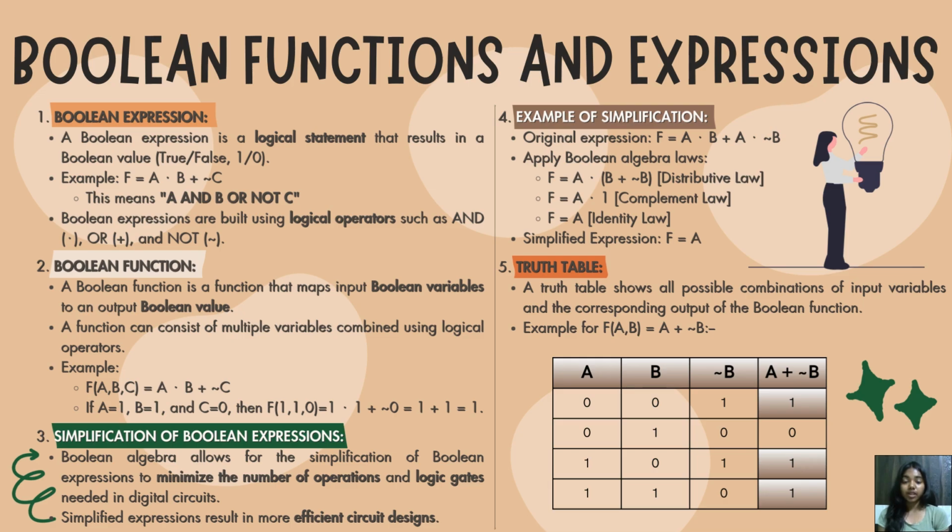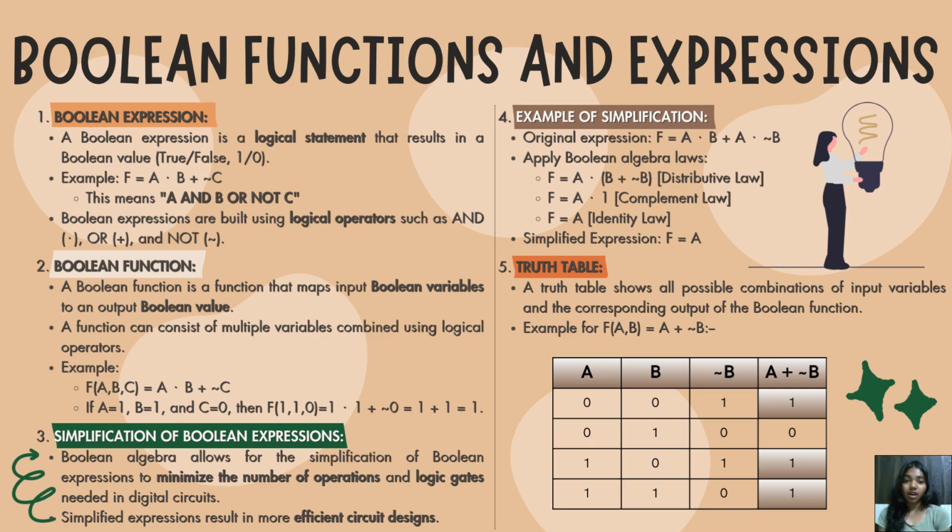Moving on to simplification of Boolean expressions. Boolean algebra allows for the simplification of Boolean expressions to minimize the number of operations and logic gates needed in digital circuits. Simplified expressions result in more efficient circuit designs. Here is an example of simplification where the expression f is equal to a dot b plus a dot b prime can be simplified using the below laws.